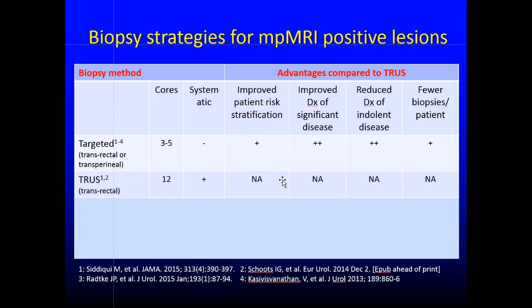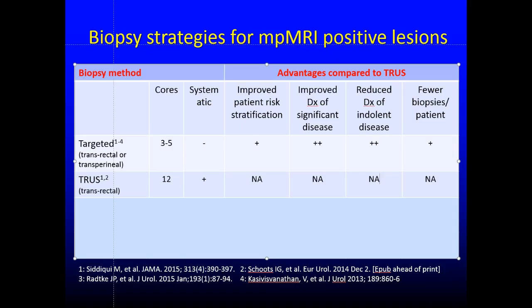Should we be doing a targeted biopsy? In other words, 3 to 4 cores compared to 12 cores from a TRUS biopsy. And if we did that, the advantages would be improved risk stratification, improved diagnosis of clinically significant disease, fewer biopsies, and a reduction in the number of patients with non-significant disease being diagnosed. So that may be one way to go.